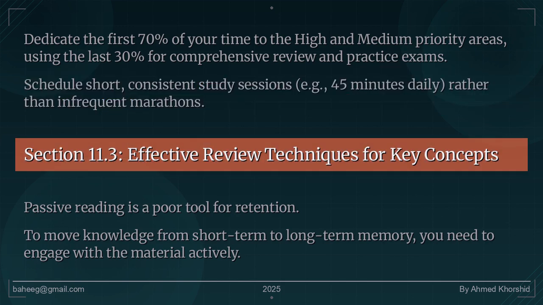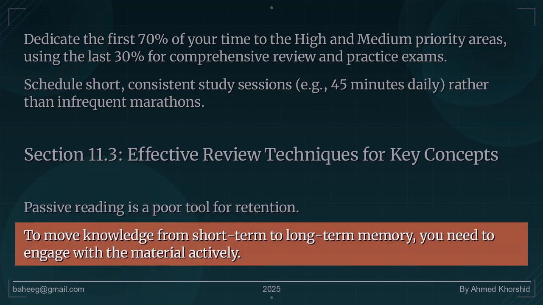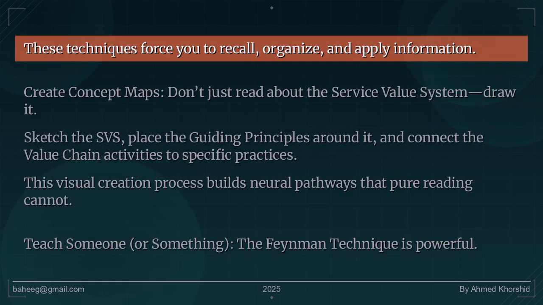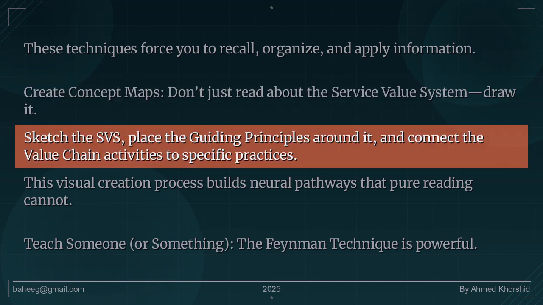Section 11.3, effective review techniques for key concepts. Passive reading is a poor tool for retention. To move knowledge from short-term to long-term memory, you need to engage with the material actively. These techniques force you to recall, organize, and apply information. Create concept maps. Don't just read about the service value system, draw it. Sketch the SVS, place the guiding principles around it, and connect the value chain activities to specific practices.